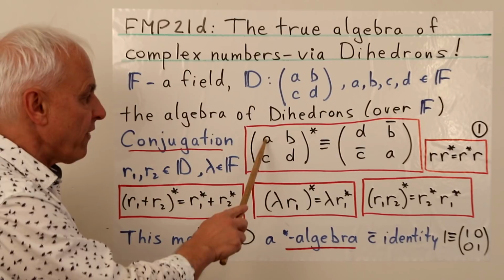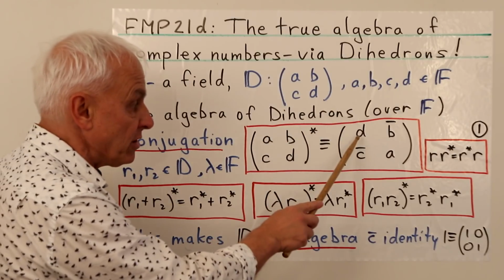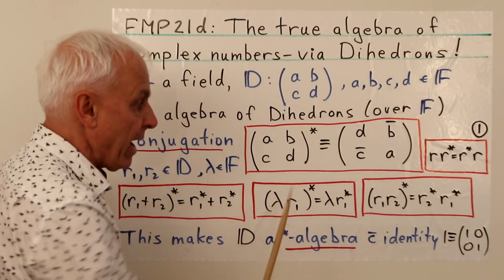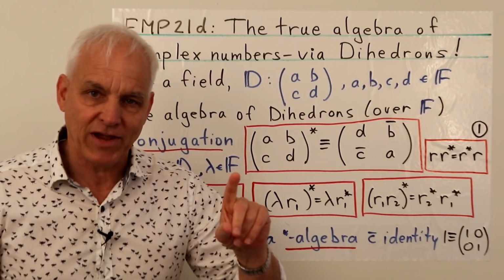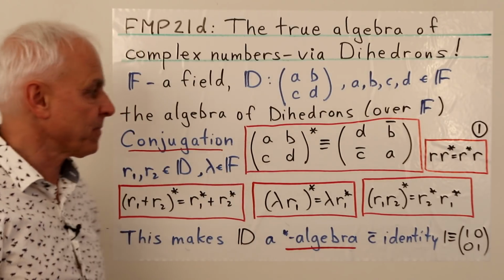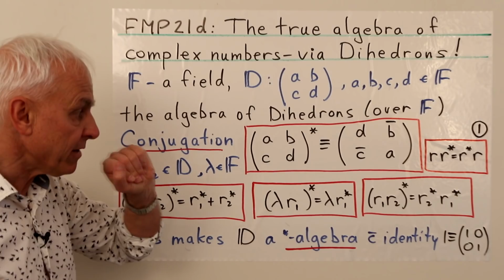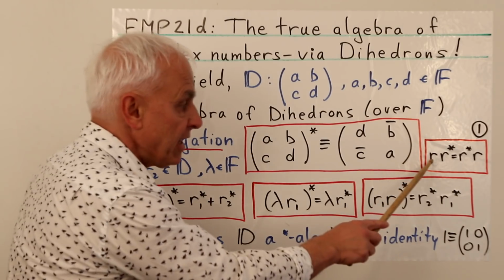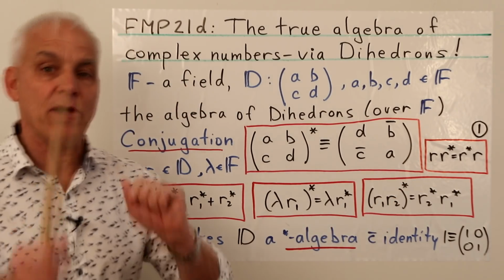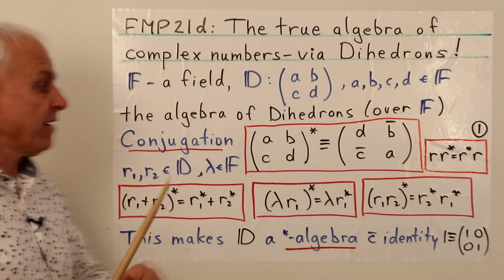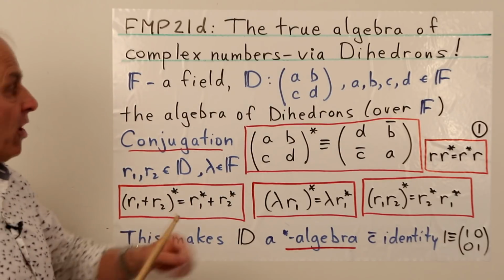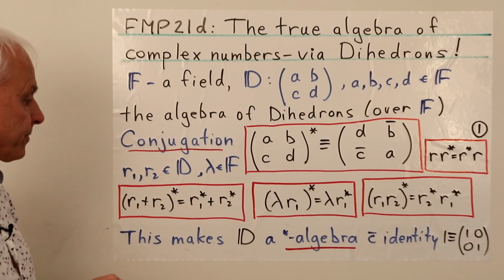The star of A, B, C, D is the adjugate D, B bar, C bar, A, where of course B bar is the same as negative B. And a crucial property of the conjugation is that R and R star commute. So R times R star is the same as R star times R for any dihedron R.